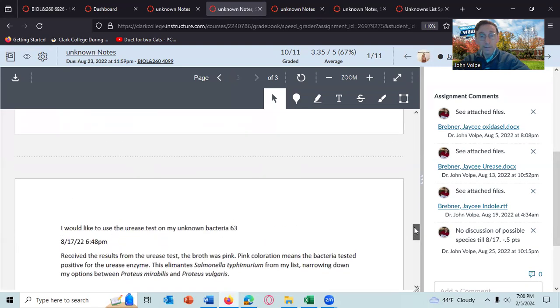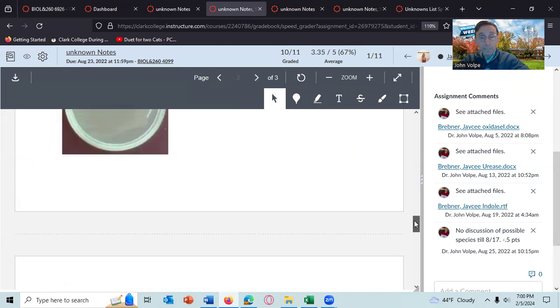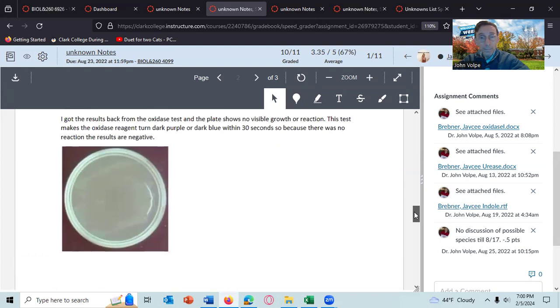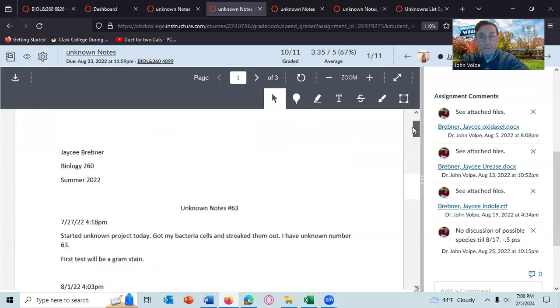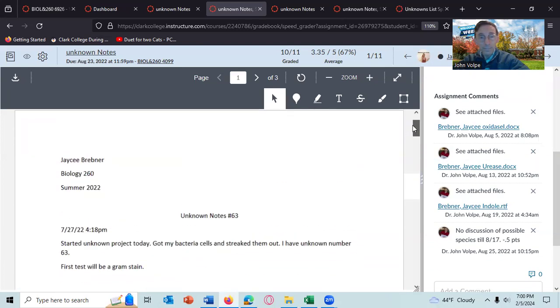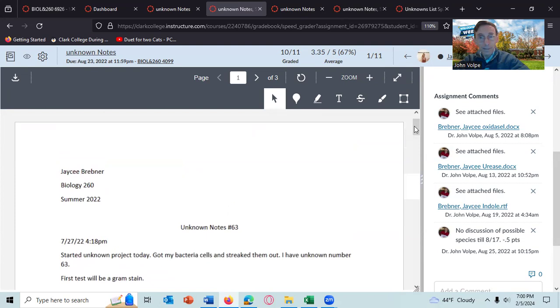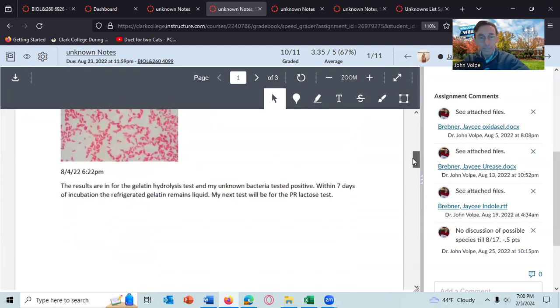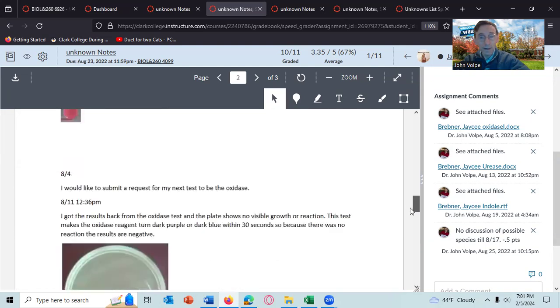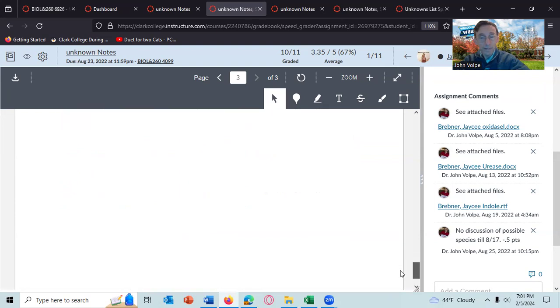Is hers complete right there? That whole paper, is that complete? This is pretty much complete. She only ended up having to do like 5 or 6 tests. And then where's her answer? The answer may not be here. Let me see if she's got it, because this is the unknown notes page.